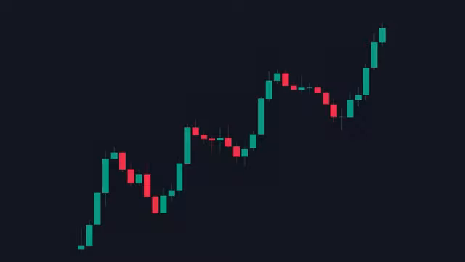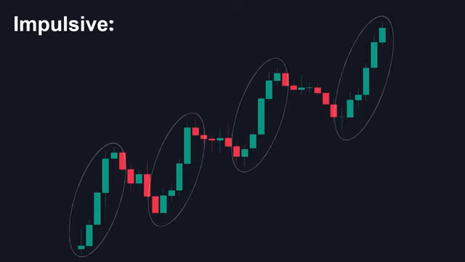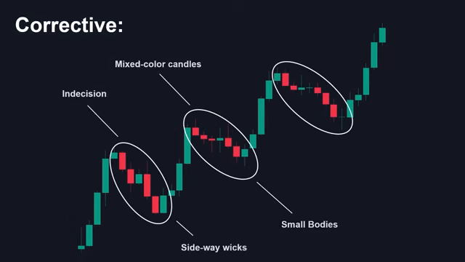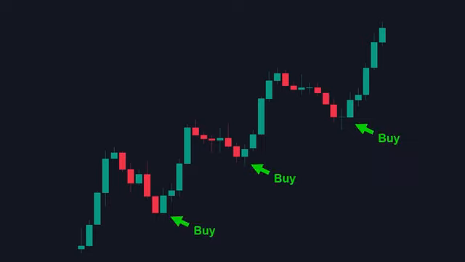If you look at the chart, you'll notice that the market always moves in impulsive and corrective waves. This fractal nature of the market occurs due to the behavior of market participants. Impulsive waves often push the price a greater distance with momentum, characterized by same-colored candles with large bodies. In contrast, corrections represent indecision on the chart, marked by mixed-color candles with small bodies and sideways wicks. Identifying the end of a pullback and the start of the upcoming impulsive move can be highly profitable, as it enables traders to capitalize on potential buying or selling opportunities in the market.